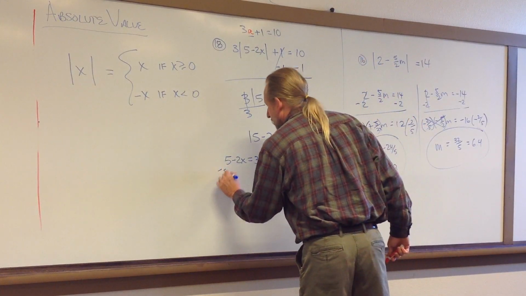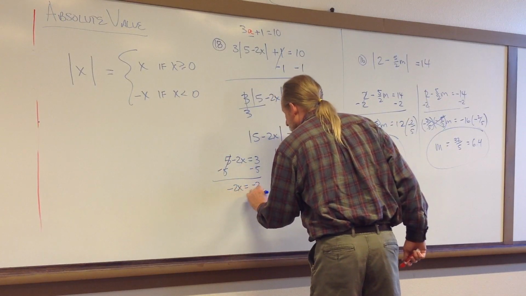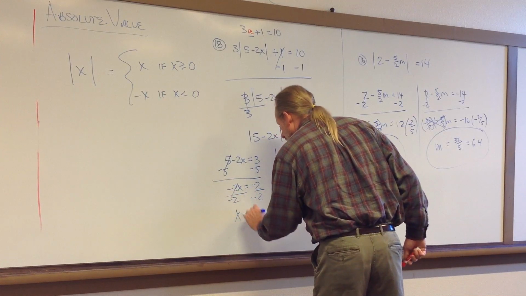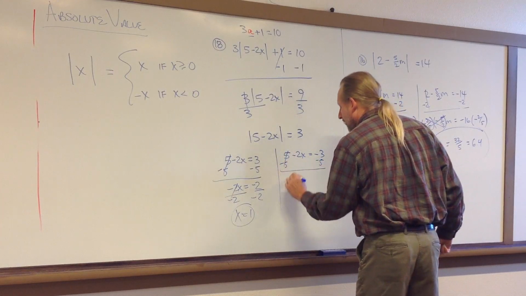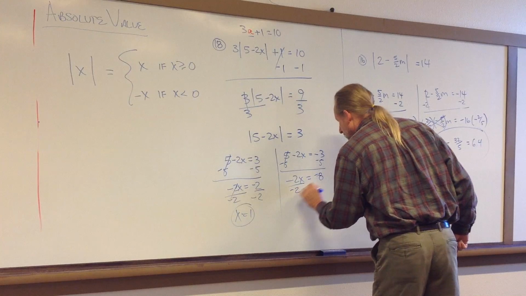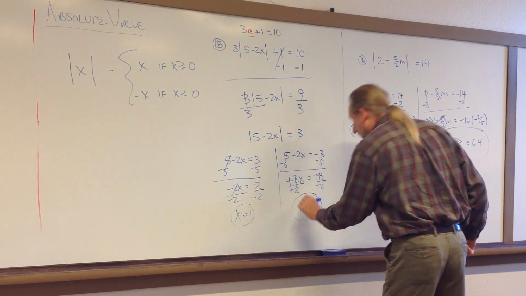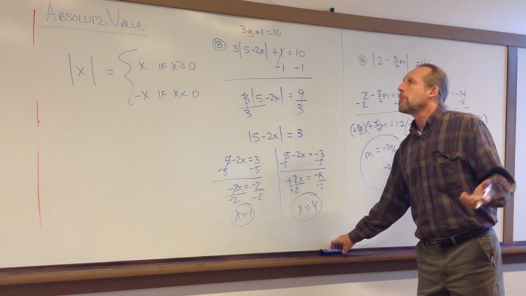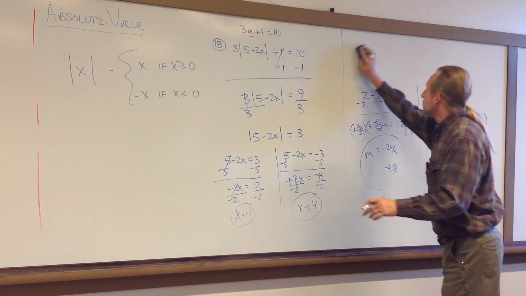Okay, so we can subtract 5 on both sides. Negative 2x is negative 2, and that says x equals 1. Over here, we get negative 2x equals negative 8. Divide on both sides by negative 2. And so x could be 4. So x could be 1 or x could be 4. Either way, we'll get an answer of 10 from that calculation.